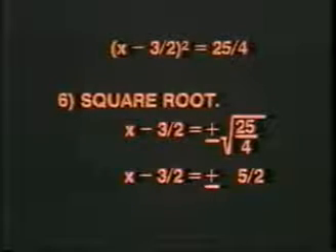Now the square root method, method number 1, takes over. We take the square root of both sides and then get x alone on the left. And simplify to get our two right answers.